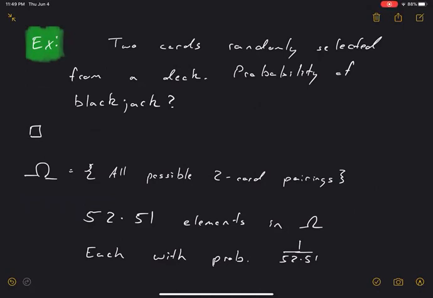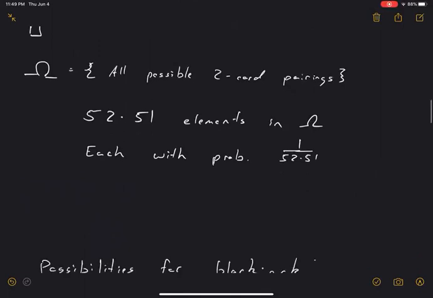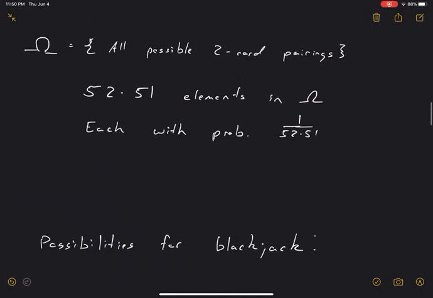Well, I choose a first card from 52 possibilities, and then once I've chosen that first card, there's 51 cards remaining in the deck, right? And I choose one from there, and so there's 51 combinations. So there's 52 times 51 elements in big omega. And if they're each equally likely, then the probability of any one particular pairing is 1 over 52 times 51. Okay, so now let's think about what the probability of getting a hand of blackjack is if we only take 2 cards. So first, let's think of this really from the ground up.